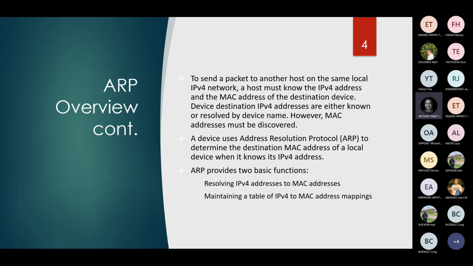So with regards to layer 2 and layer 3 addressing, 3 out of 4 pieces of information are known. The only missing part is the destination MAC address. We don't know the destination network interface card's physical address. And this is the job of ARP, Address Resolution Protocol, to find out what the destination MAC address associated with the destination IP address is.